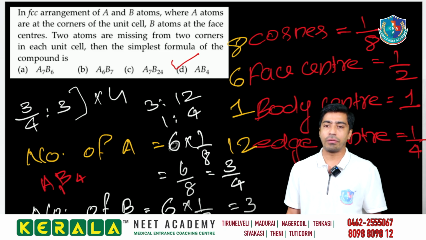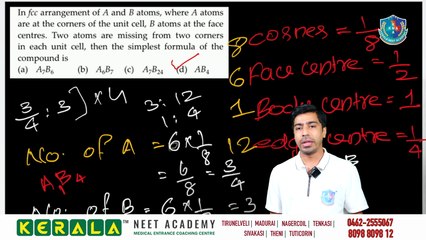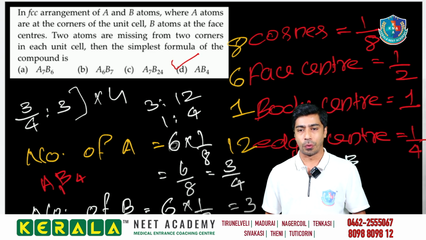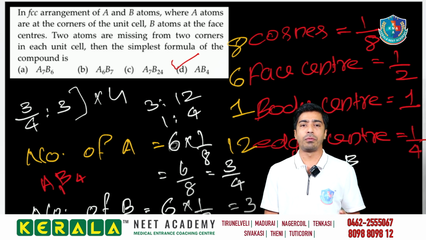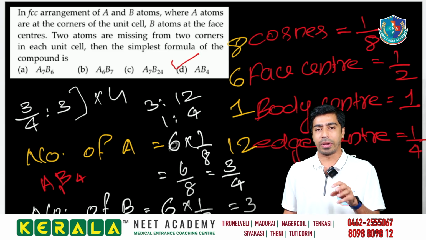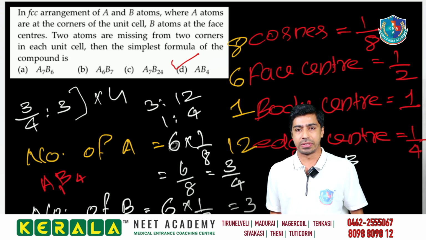The only thing that you have to consider is that the contribution from the corner particle will be 1 by 8. Then face center, as I told, 1 by 2, body center 1, and from edge center it will be 1 by 4. Also, they may ask different types of questions, like four of the corners are occupied, or 2 atoms are missing from the face center. Depending upon the question, you calculate the number of atoms present in the unit cell. So here this will be the answer, AB4.